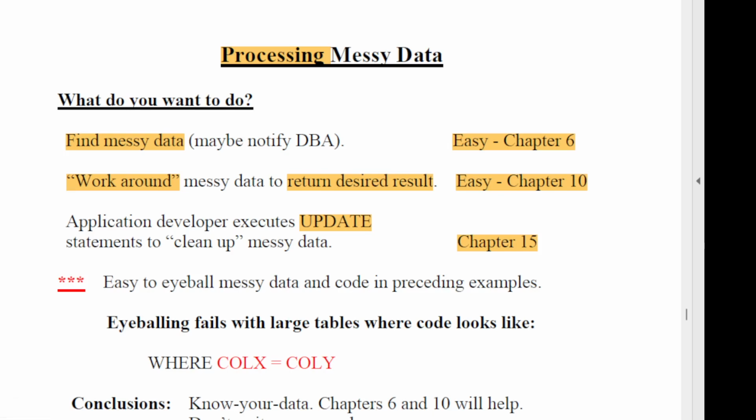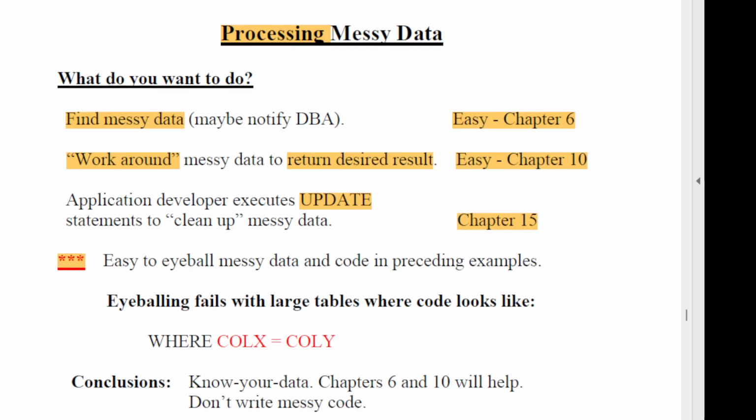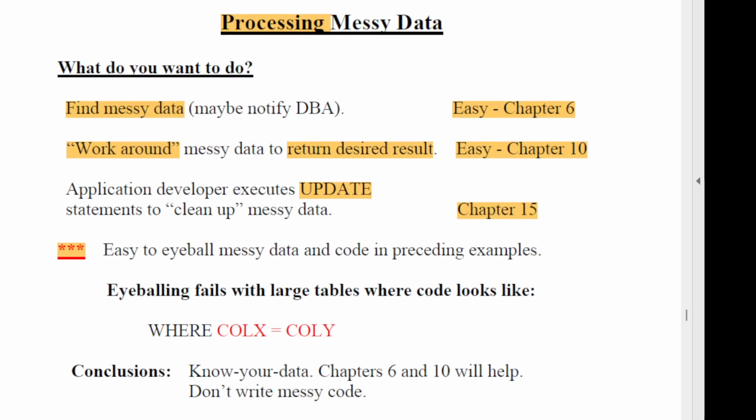Now, in all my examples, in this video and the preceding video, it was easy to eyeball messy data. So you didn't have to go hunting for it as you would with the techniques we'll show you in Chapter 6. Simply put, eyeballing fails with large tables, and especially when the code looks like column 1 is compared to column 2.